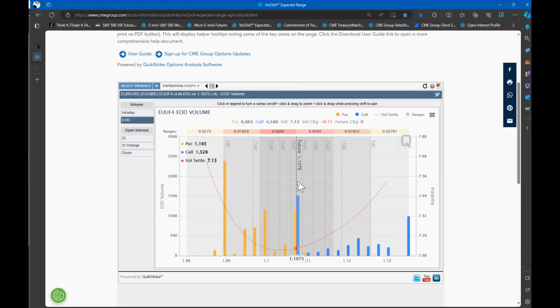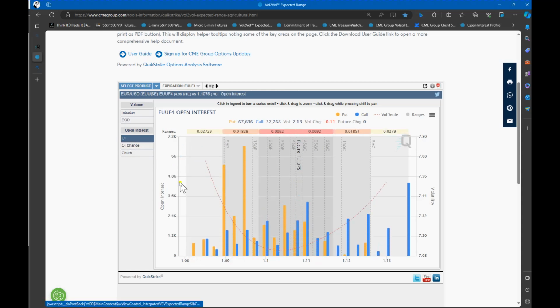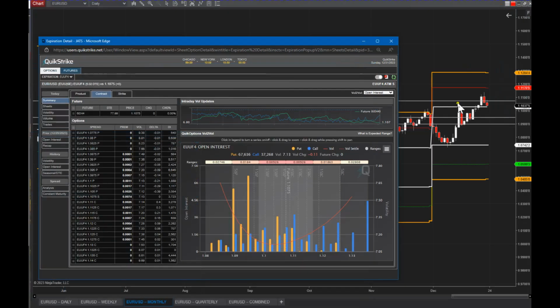Here we have the 1075 and 109 put. Those are the silver lines that you saw on my chart. And for open interest, you can see that 109 and 1095 are the two put walls, and 1075. And so I put those lines right here on the chart.